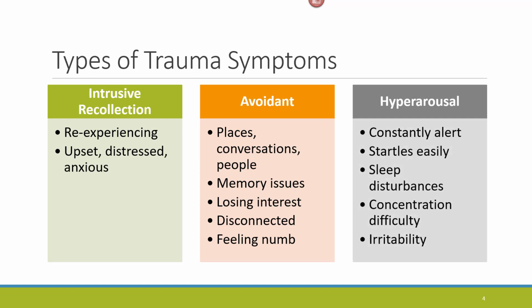The third category of symptoms, hyperarousal, is when a person is constantly alert for danger. This includes jumpiness, sleep disturbances, including insomnia, and vivid dreams or nightmares. Hyperarousal can also manifest as difficulty concentrating, anger, and irritability.